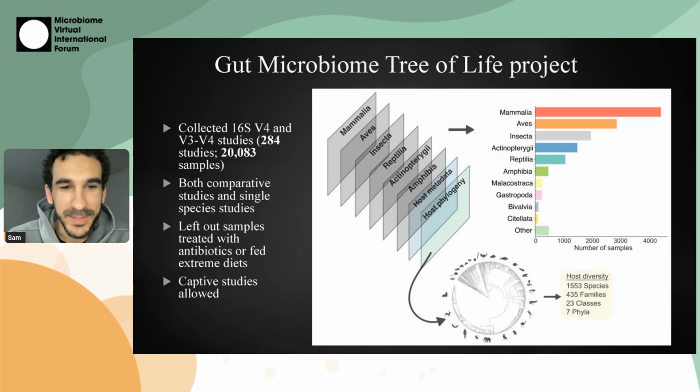But fast forwarding four years later, we compiled all these different data sets from different sources. We stuck to 16S because there is not enough shotgun data to cover the species that we want to cover. We eventually ended up with a data set with more than 20,000 samples across almost 300 studies, spanning 1,500 host species and covering 7 phyla across the animal kingdom.